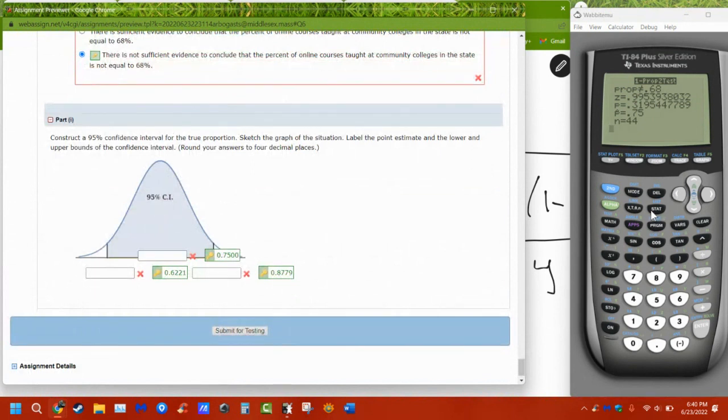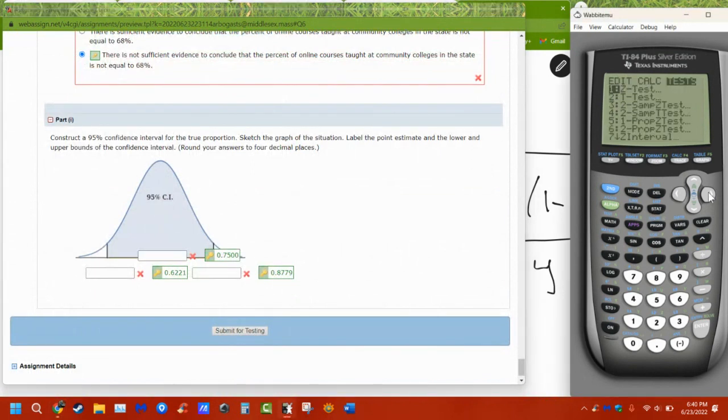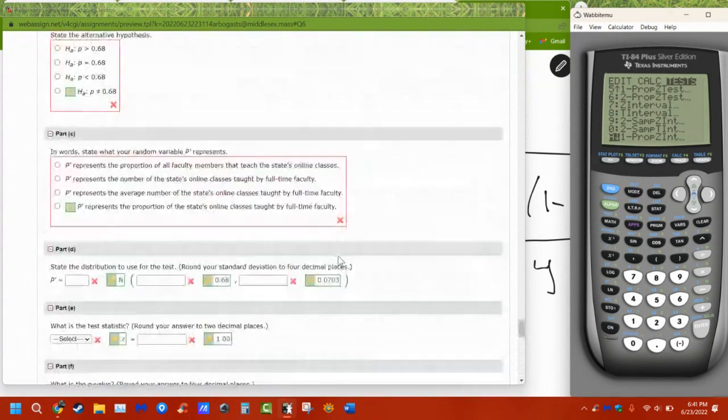So remember, these are in stat tests. We have our Z interval, our T interval, and our one proportion z interval. So for part I, you're going to do either 7, 8, or A, depending upon which type of test you did. So they're going to match the same type of test. So those are all the little pieces.